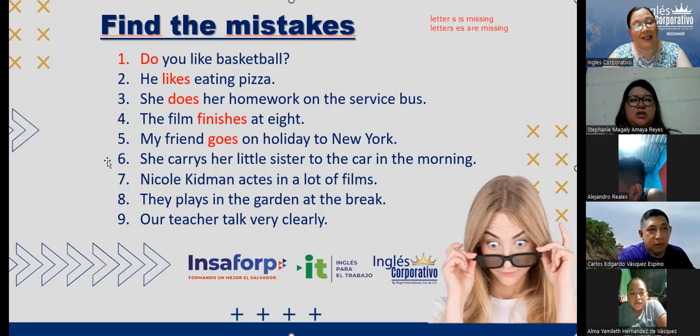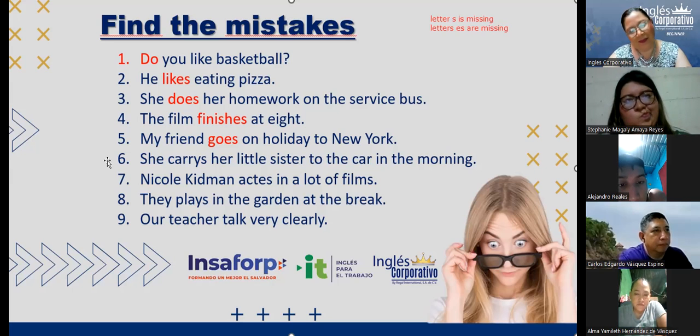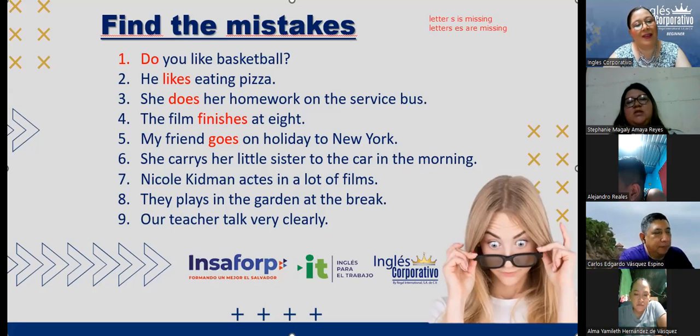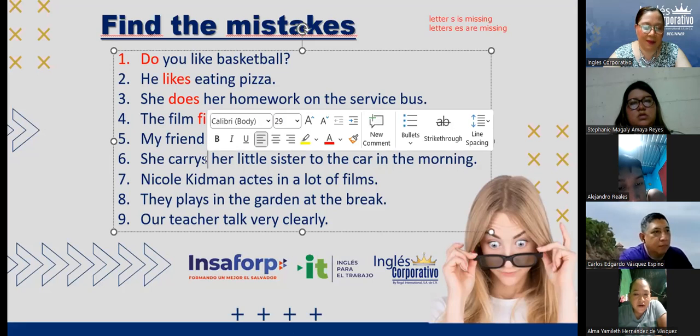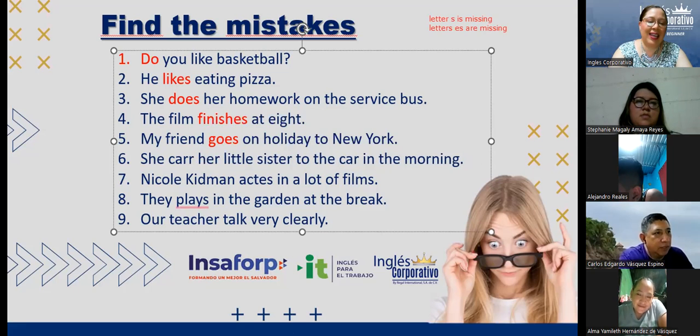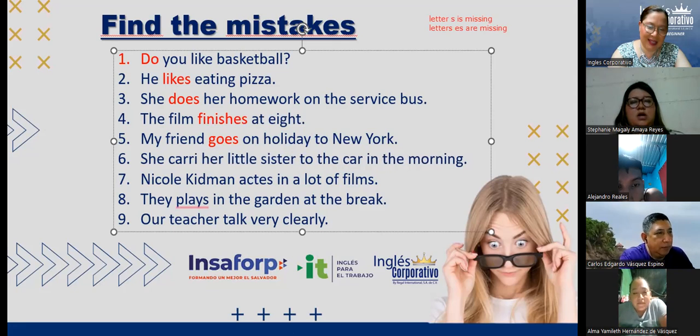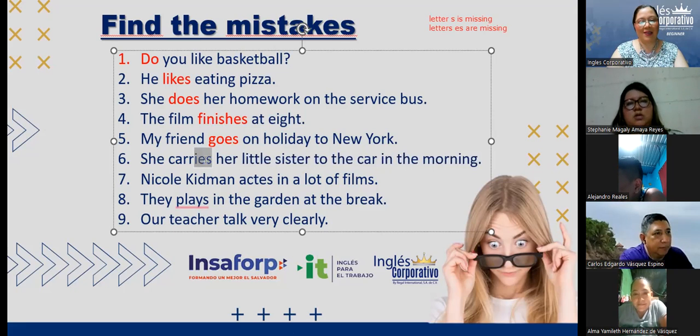She carries here. Little sister to the car in the morning. Is there a mistake in this sentence? Mistake. Carries. So the verb, right? The verb has a mistake here, right? It's not correct. What is the correct spelling? C-A-R-R-I-E-S. Okay. Again, please. C-A-R-R-I-E-S. All right, very good. That's correct. Now it is correct.